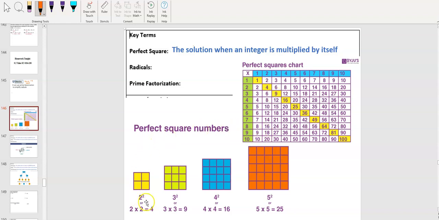Okay, perfect squares are called perfect squares because if I put a square that is 2 by 2, I get the answer, which is 4. It makes the shape of a perfect square. Pretty straightforward there.